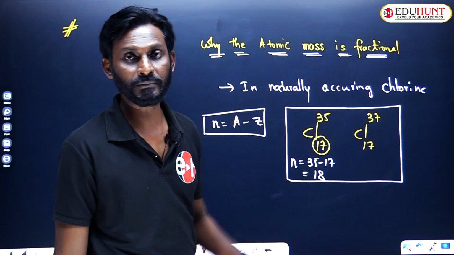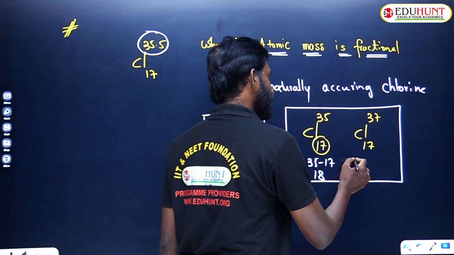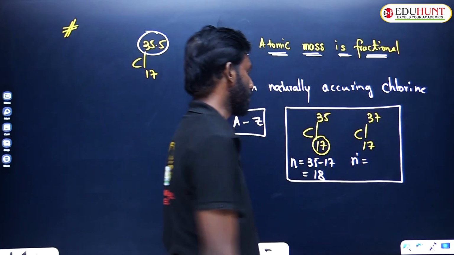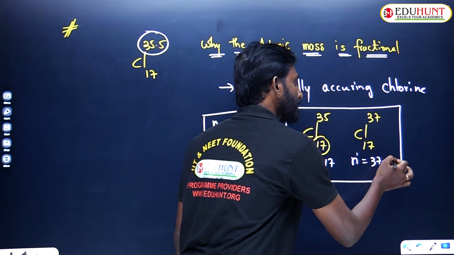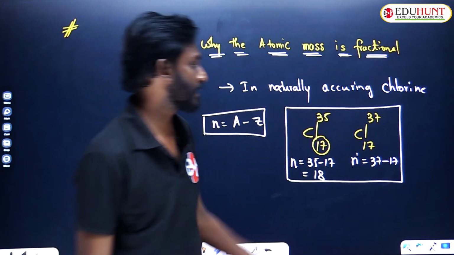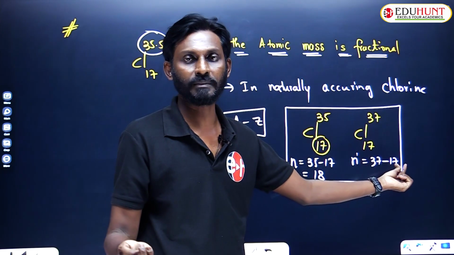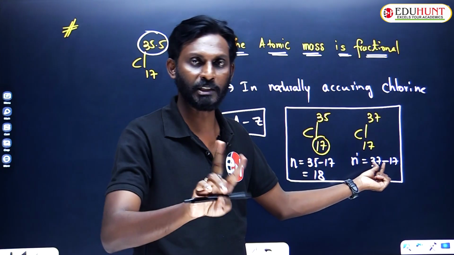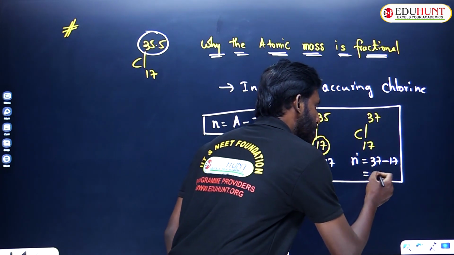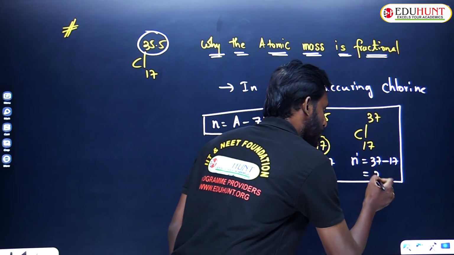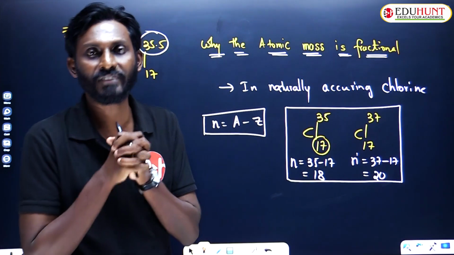And that atom is also a chlorine atom, but the number of neutrons is different. N dash is equal to mass number 37 minus 17. 37 is the protons plus neutrons, and 17 is the protons, so you are subtracting protons from protons plus neutrons. That means the number of neutrons is 20. 37 minus 17, you got 20. So the neutron number is different.